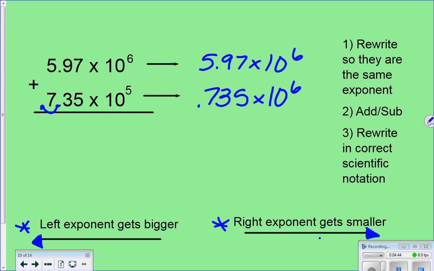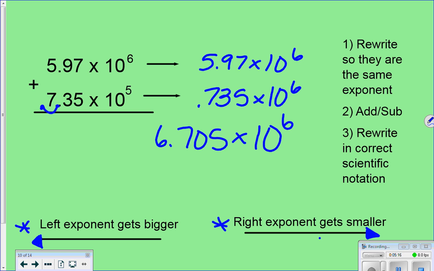Now, this is incorrect scientific notation. That's okay, because look at what my last step says: rewrite in scientific notation. We'll do that with our answer. So now you're going to add these 2 things together, 5.97 plus 0.735, and you're going to end up with 6 point something. 6.705 times 10 to the 6th power. That's it. That's the answer.